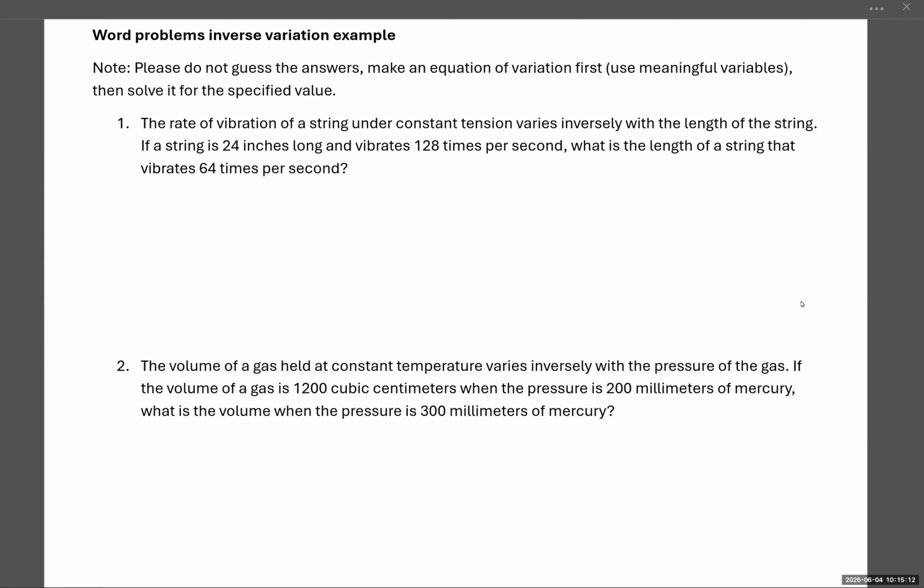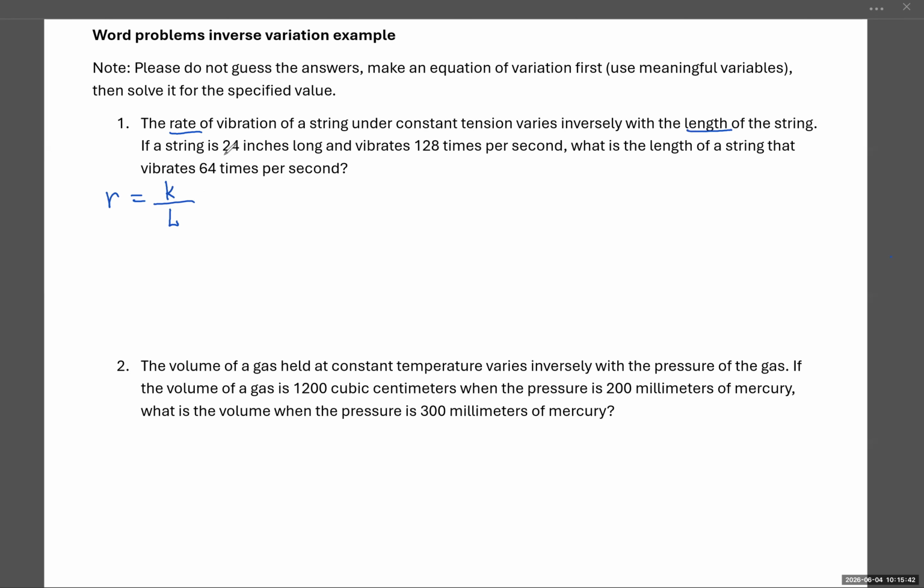The rate of vibration of a string under constant tension varies inversely with the length of the string. So the rate of vibration, I'm going to use R for the rate, varies inversely. So K as the constant of variation inversely means my next variable will go on the bottom in the denominator, and my next variable will be the length of the string. I'm going to go ahead and use the capital L for that. So that is the general formula. Then let's read the next sentence.